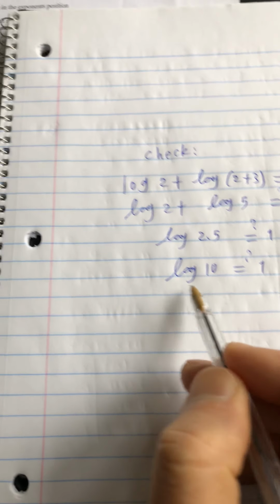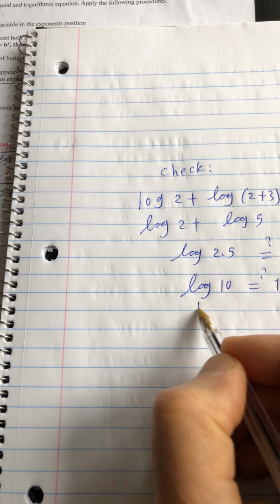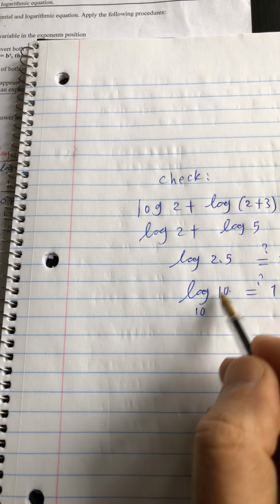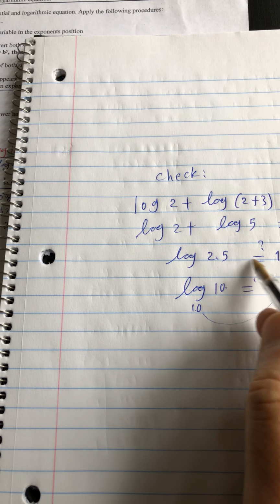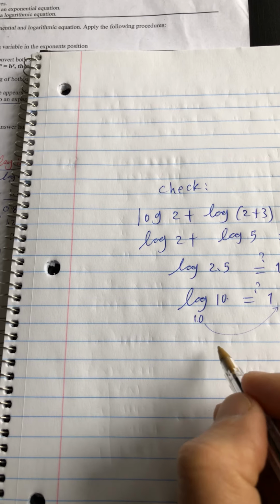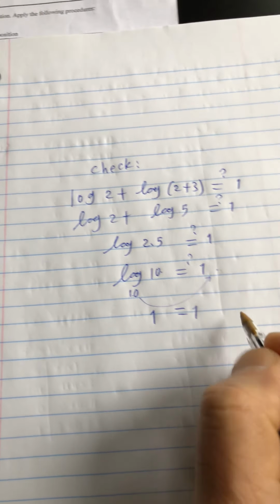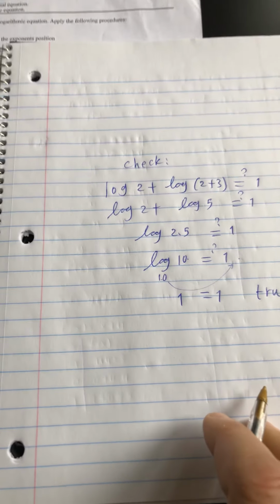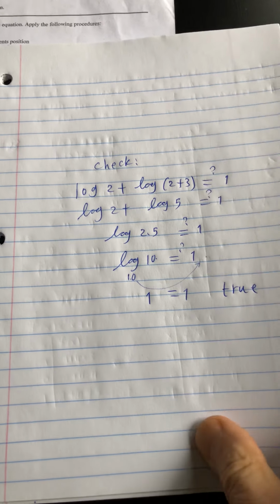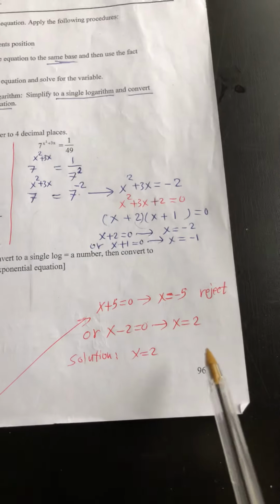Here the base is not indicated. This means the base is 10. So now, is log 10 with base 10 equal to 1? Yes, because 10 to the power 1 equals 10. So 1 is equal to 1. This is a true statement. So the solution is x equals 2.